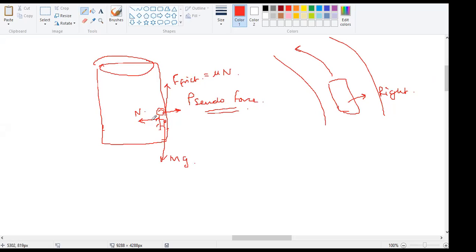Who is acting towards the center? Normal reaction, right? What do you mean by normal reaction? Normal to the surface. So this is your normal reaction, and the friction is what is holding you upwards. As the speed keeps on increasing, listen carefully, N is equal to mv squared by r. And this should be equal to mg so that you're not falling downwards.